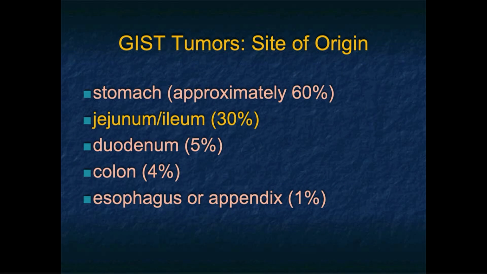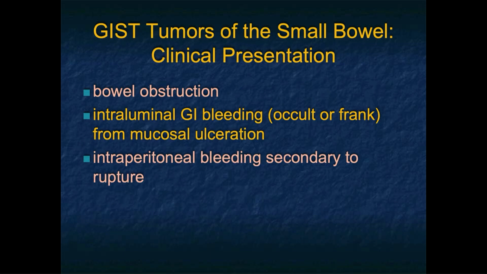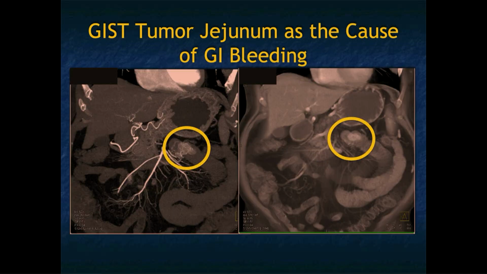We think about GIST tumors in the stomach. The most common location for a GIST tumor is indeed the stomach. The second most common is going to be in the small bowel. They can be large, but they also can be small. When they're small, they're vascular and they bleed. So for example, here's a patient with unexplained GI bleeding, and here's a vascular mass in the patient's jejunum.